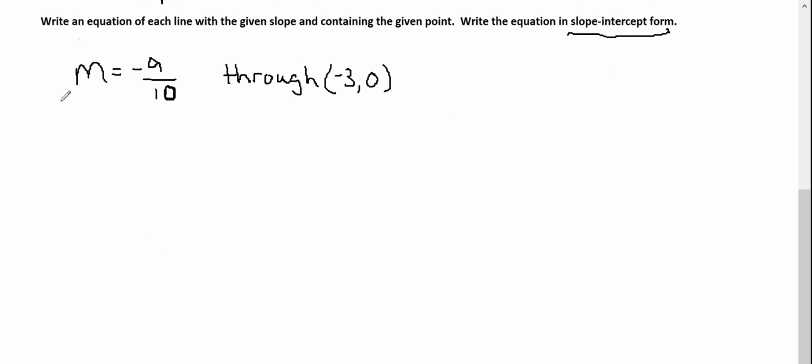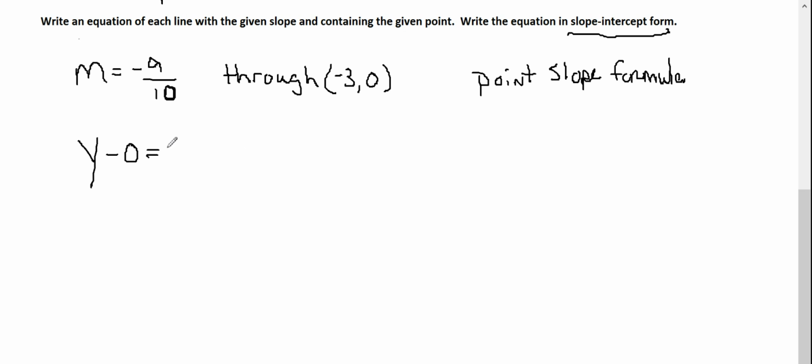Okay, here's the criteria. The slope is negative 9 over 10, and it's going through the point negative 3, 0. So again, I need the point slope formula. Point slope formula, which is y minus 0 equals m, which is negative 9 over 10, times x minus negative 3.